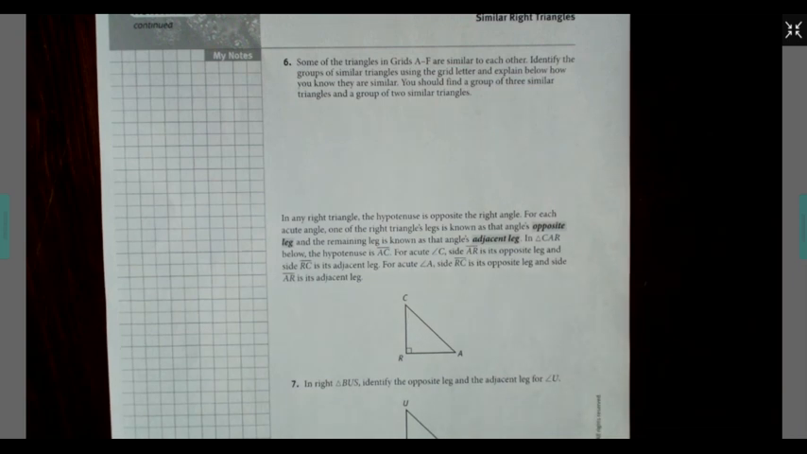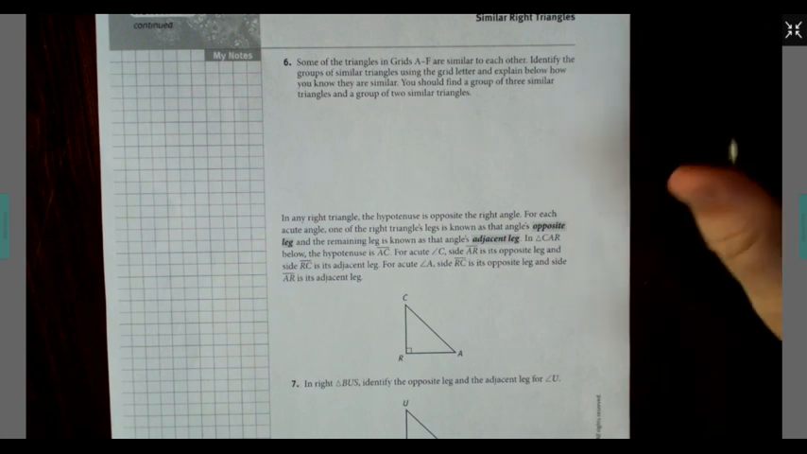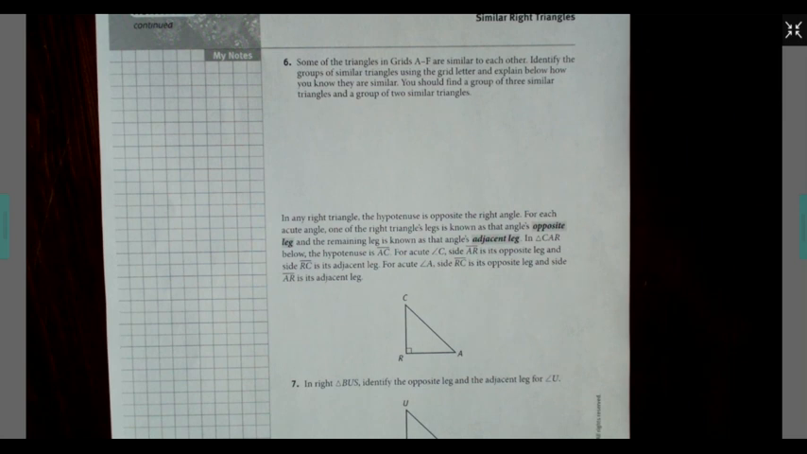Right, the last section of 22-1 covers questions 6 and 7. It says some of the triangles in grids A through F are similar to each other. Identify the groups of similar triangles using the grid letter and explain below how you know that they are similar. You should find a group of 3 similar triangles and a group of 2 similar triangles.